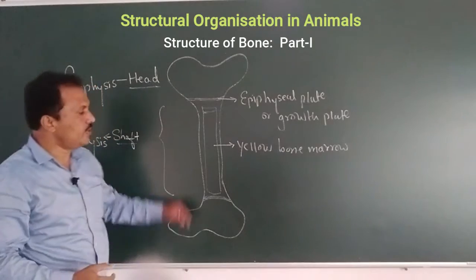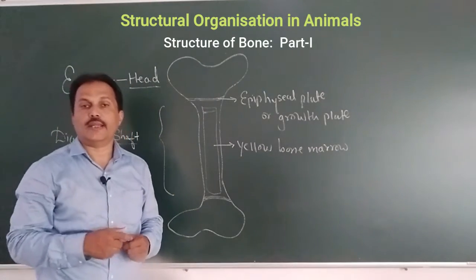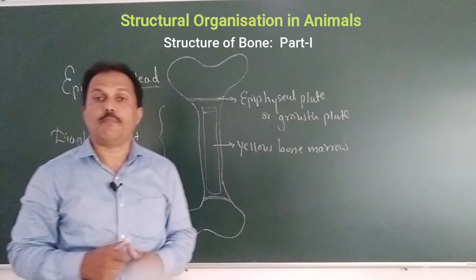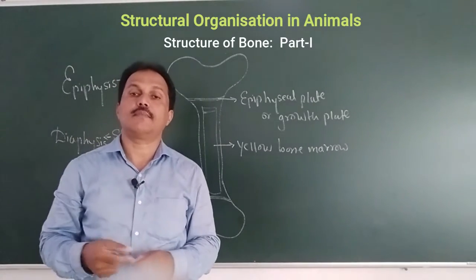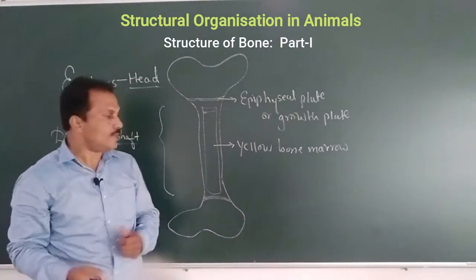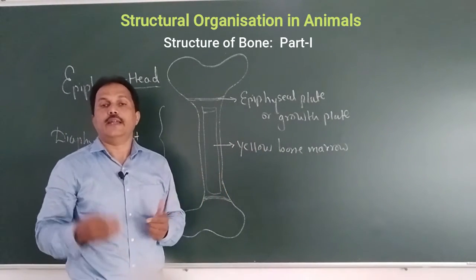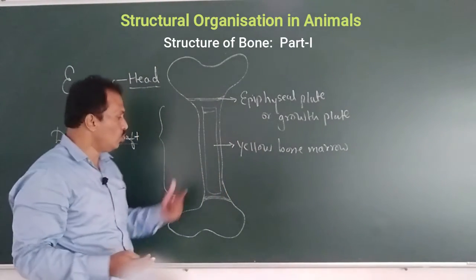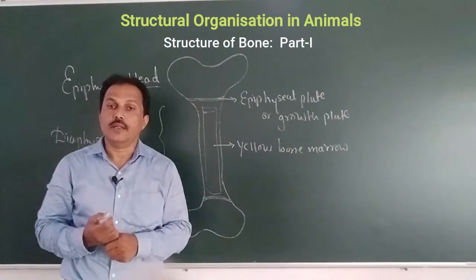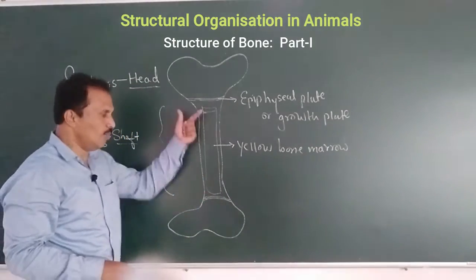In the long bone, this cavity is a hollow part which we call the cavity. In that cavity a yellow substance is filled. The yellow substance is nothing but a type of fat. It is known as yellow bone marrow, and it provides energy to the cells of the bone. It provides a sort of energy to the cells of the bones.